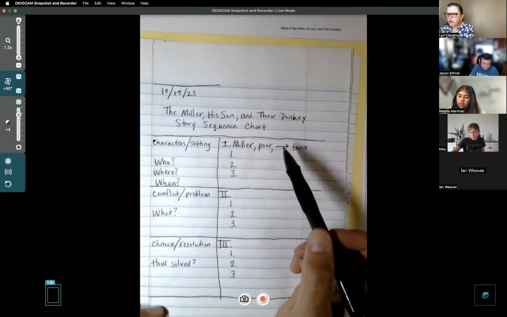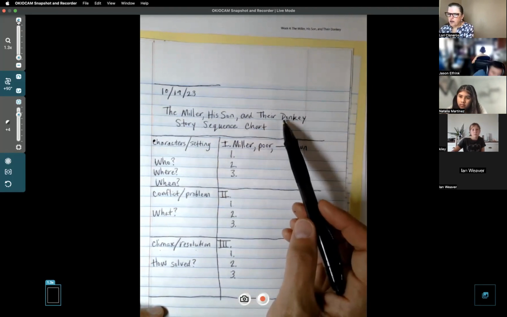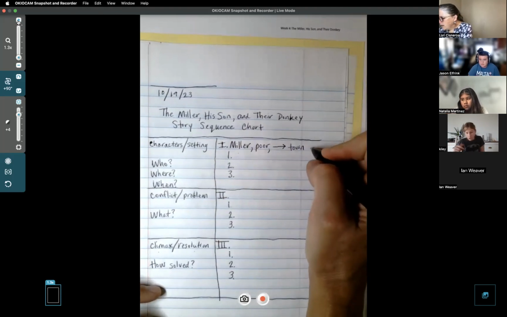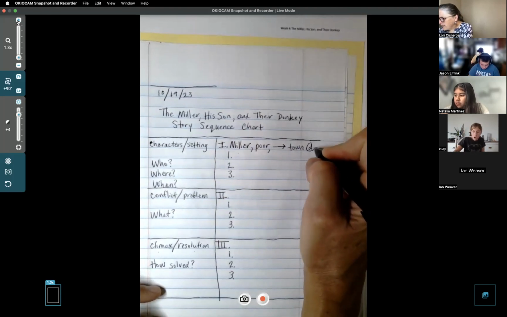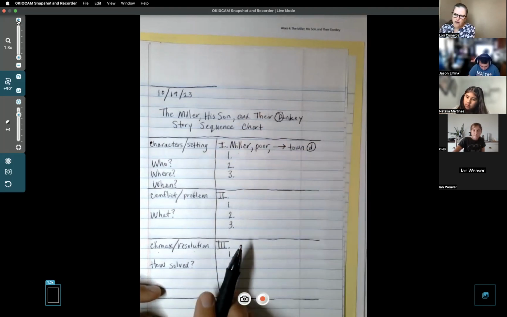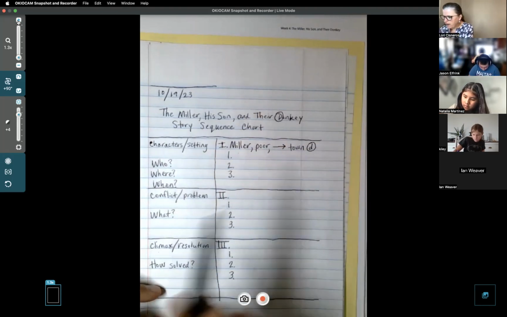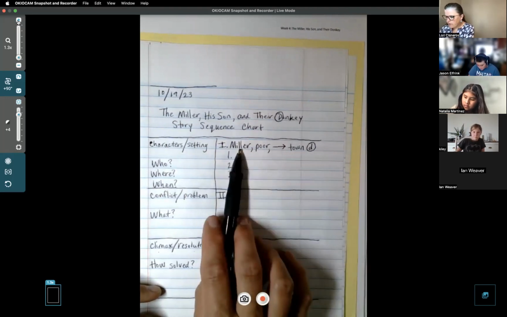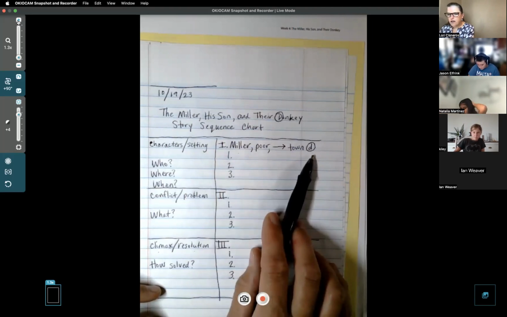And I chose not to put donkey here yet because we have donkey in the title. And I think that we could do a D with a circle around it for the donkey, right? And I'm going to circle the D, even though it's capital in the title. So that'll help me remember, oh yeah, he's traveling to town with his donkey. So so far we have the miller and the donkey.